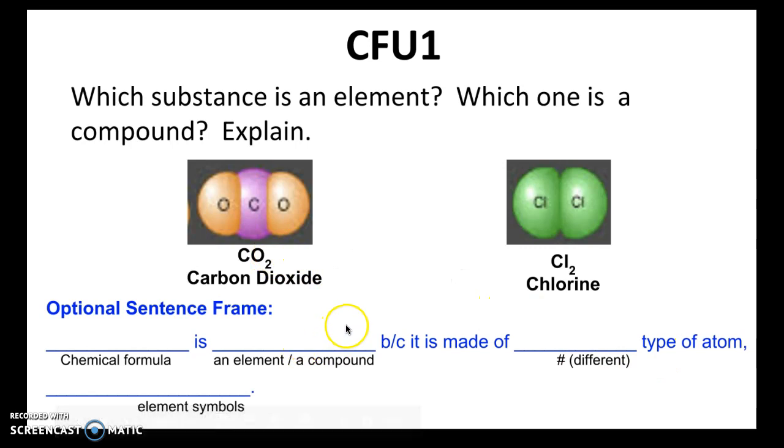And then finally, you would write the element symbols. What I mean by element symbols: in carbon dioxide, there are C and O atoms, so carbon and oxygen atoms. And for chlorine, it would just be Cl. So that's what you would write. All right, so you're going to pause the video now. When you press play again, the answer will be revealed.